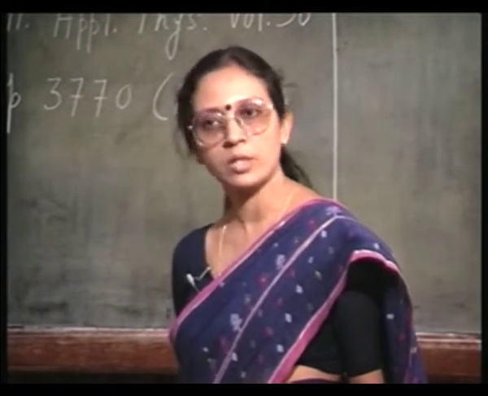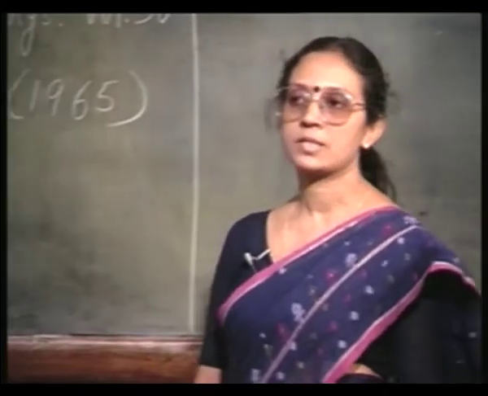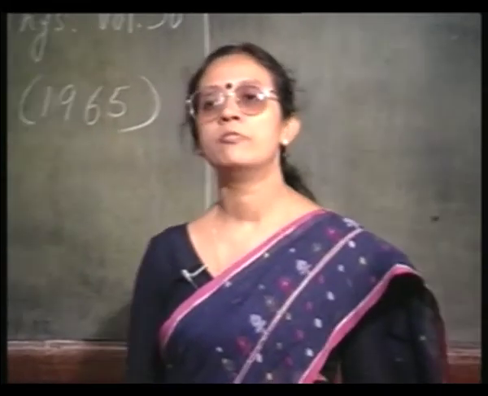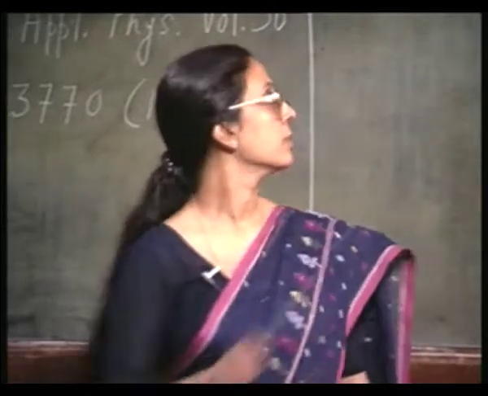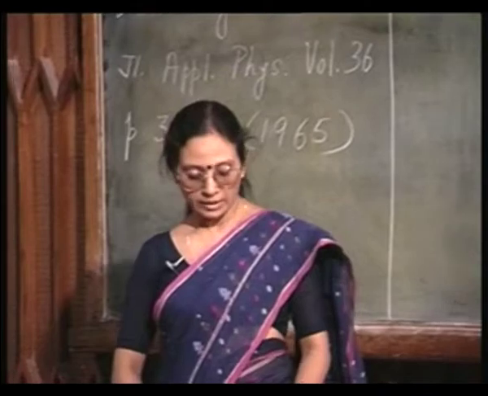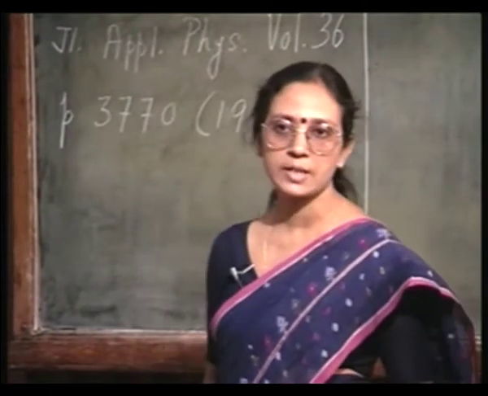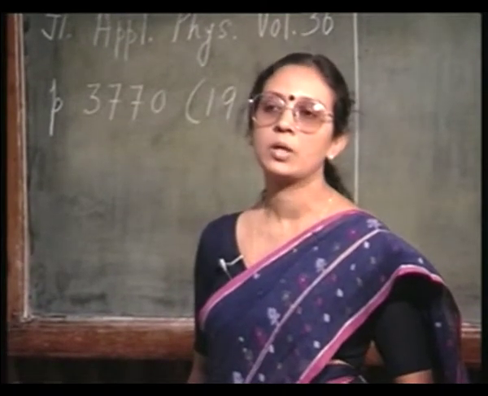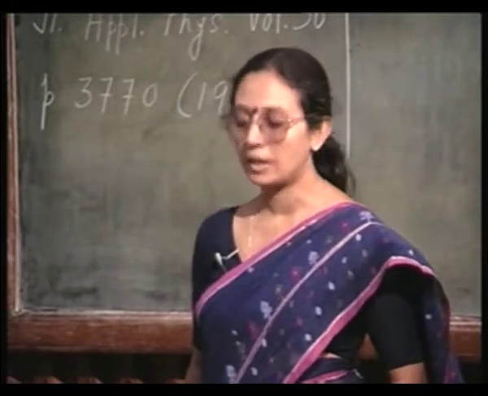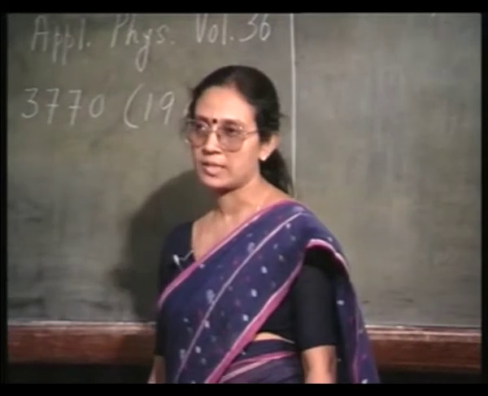that is called anodic oxidation. But the most important oxidation technique, most important from the point of view of VLSI technology, is thermal oxidation of silicon. The quality of thermal oxidation is by far the best. Of all the oxides that is grown on silicon, the quality of thermal oxide is the best, and therefore thermal oxidation is widely used in VLSI technology.